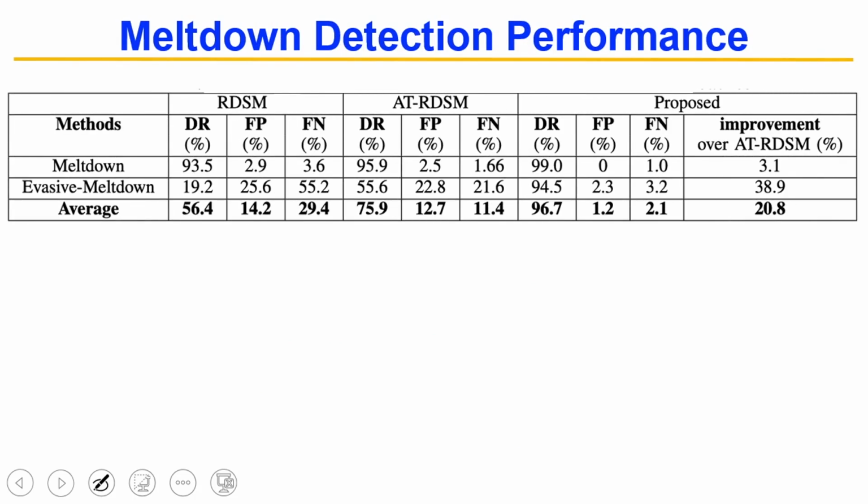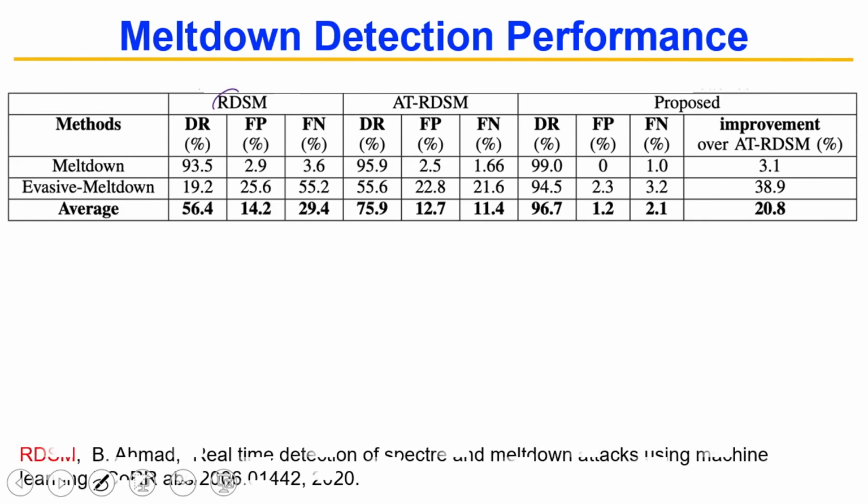I want to highlight a few things here. I am going to show you Meltdown, and whenever you publish a paper you have to figure out who the latest work is. At that point the latest work was RDSM, which stands for real time detection of Spectre and Meltdown. We gave the benefit of the doubt to the authors, because RDSM was built on top of overall statistics, so we gave it the benefit of the doubt on time sequential data, and now you see Meltdown performance is really high, 93, or even 95 for the modified version. But the problem is when you do evasive Meltdown, that is a serious problem.